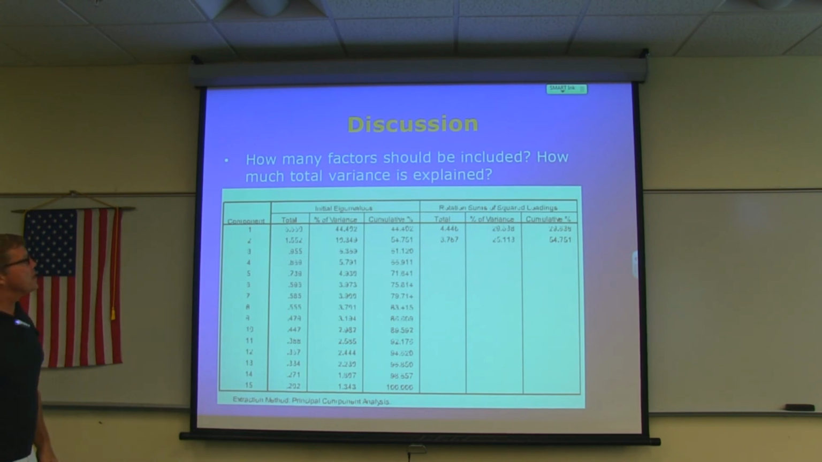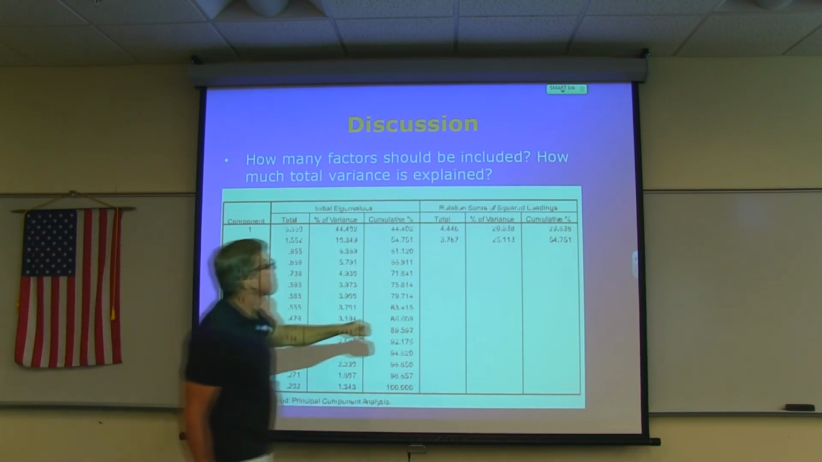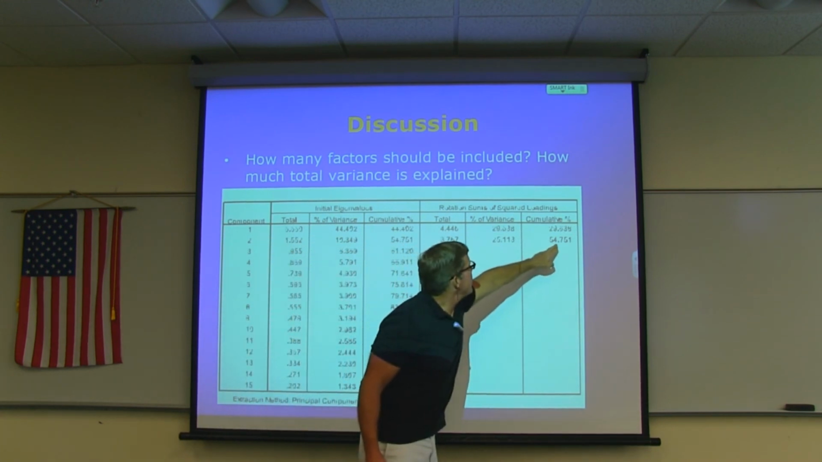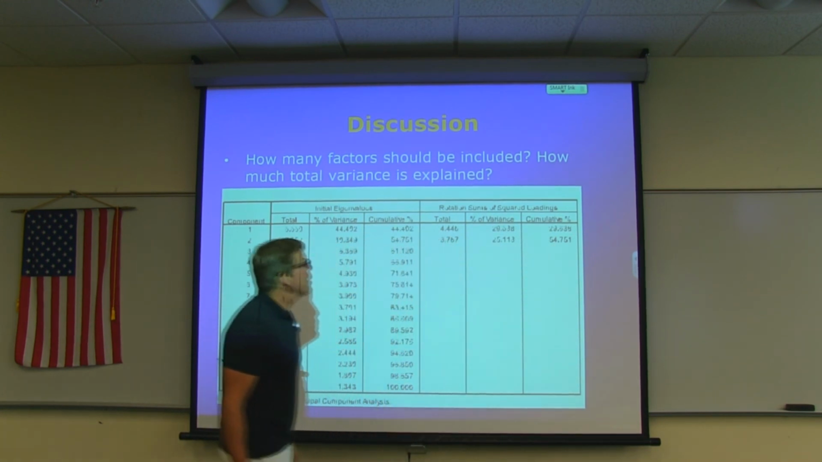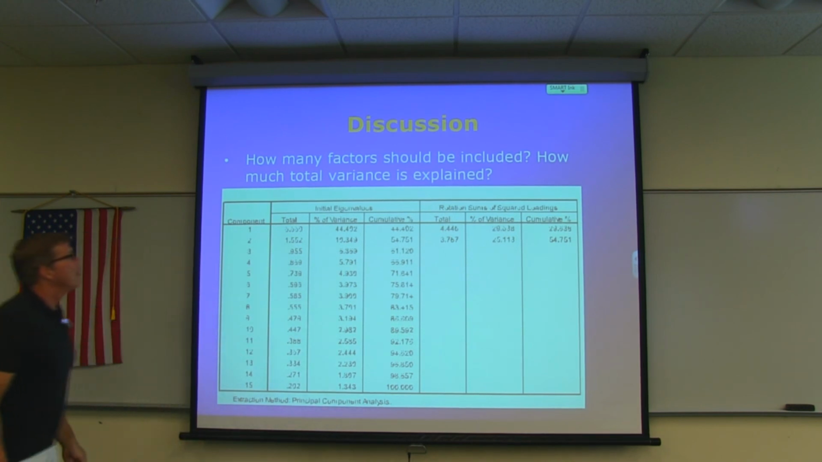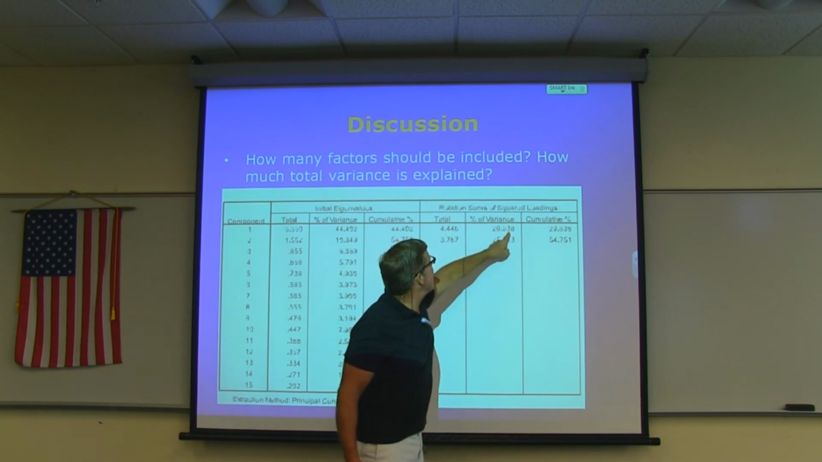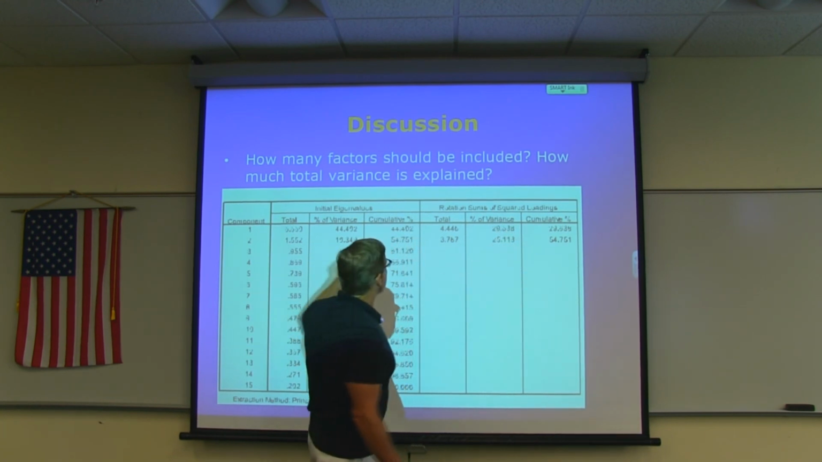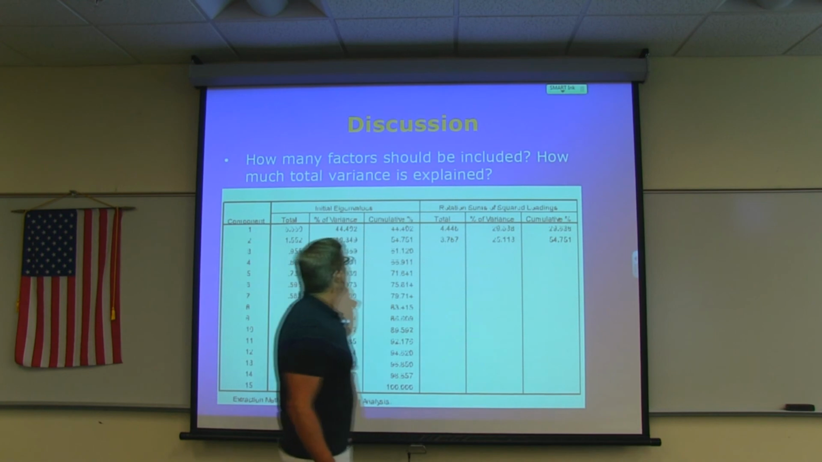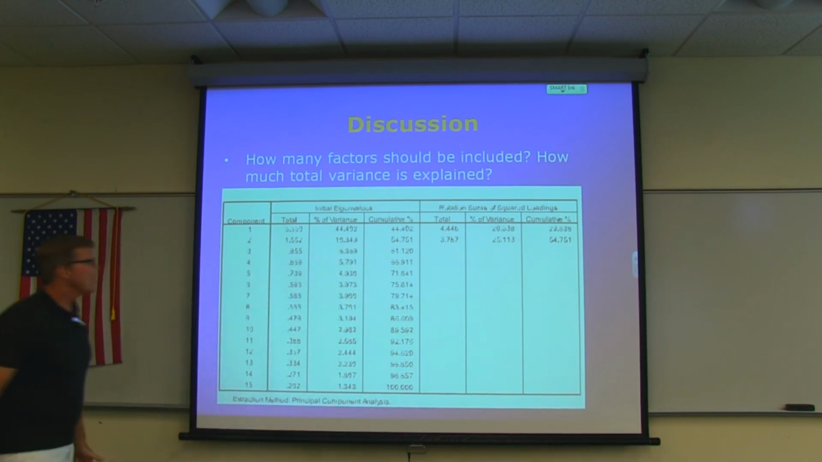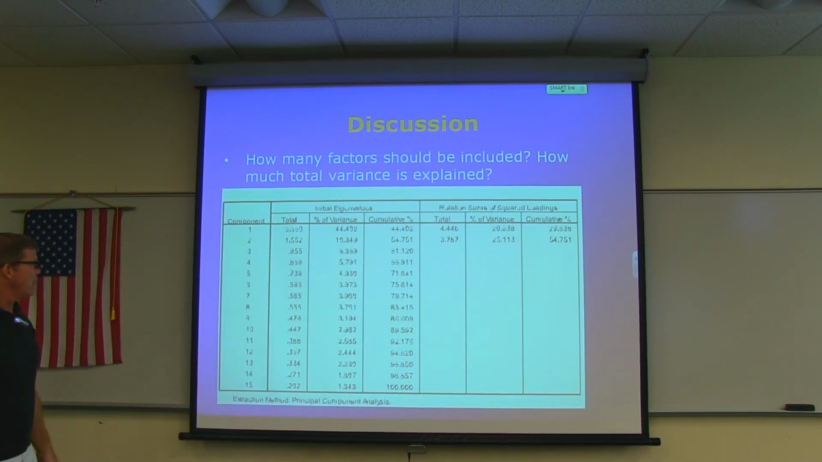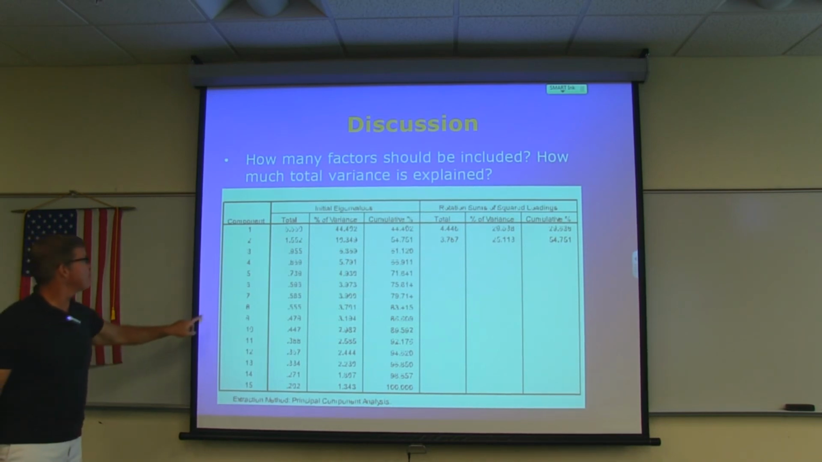How much total variance is explained? Well, about 54.751 total variance is explained. Factor 1 explains about 29.688. Factor 2 explains about 25.113. I apologize, some of these numbers don't come up real well, but I think we get the drift here. So again, we have another 2-factor solution.